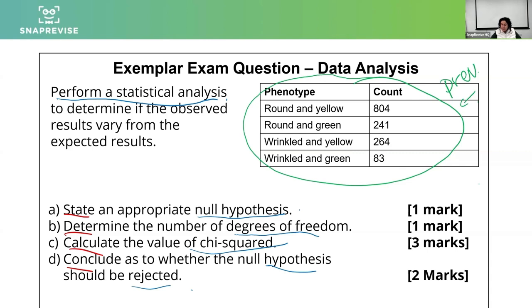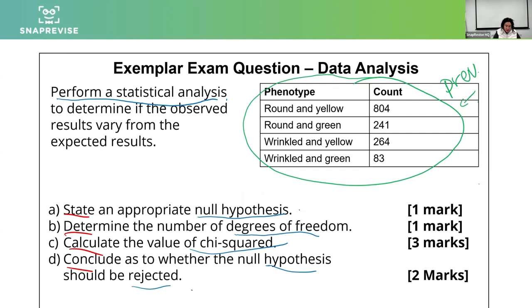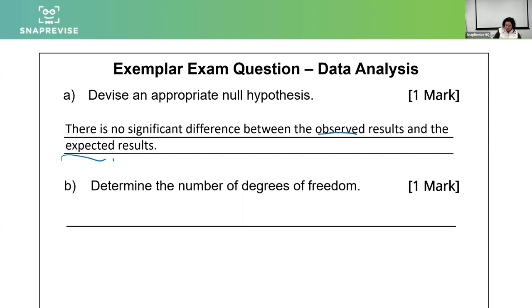So let's take each one of those step by step. What is the null hypothesis? That there is no significant difference between the observed result and the expected results of phenotypes. How are we going to determine the number of degrees of freedom? Take a quick moment to consider that. What are the number of categories that I have? Here they are. 1, 2, 3, 4, the 4 different phenotypes that I'm expecting. Therefore, my degrees of freedom are 4 minus 1, which is 3.